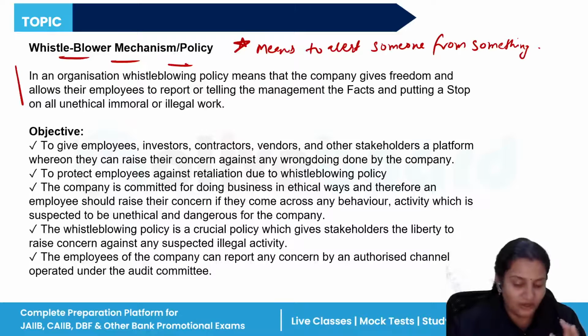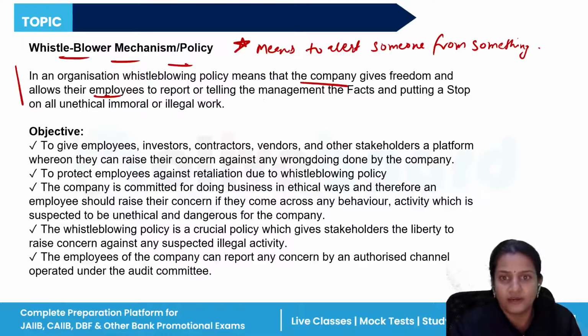So normal hierarchy says that every employee has to report to their senior person, but in case of fraudulent activity, the whistleblower has been given the chance, okay, the one who keeps the alert with the whistle, by blowing the whistle, that is whistleblower. So they can directly reach the top authority. So the company gives freedom and allows employees to report, telling the management about the fact, all the unethical, immoral, or illegal work. So what is its objective?